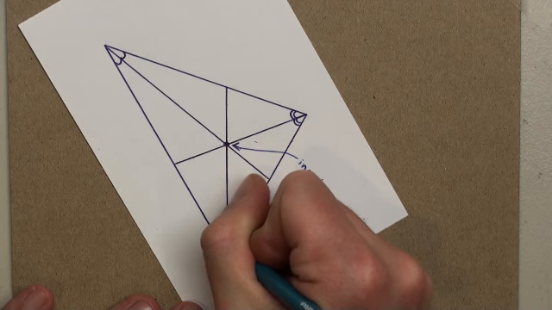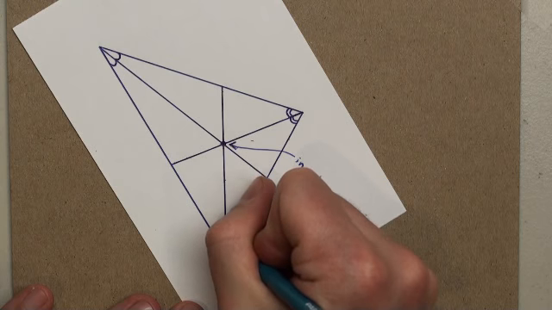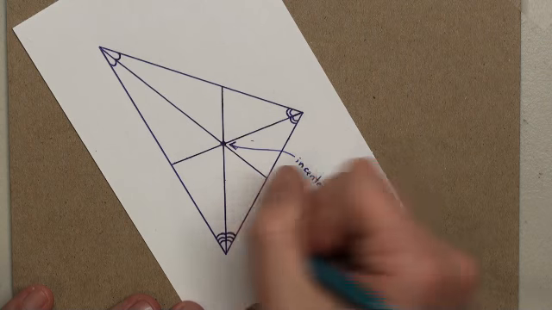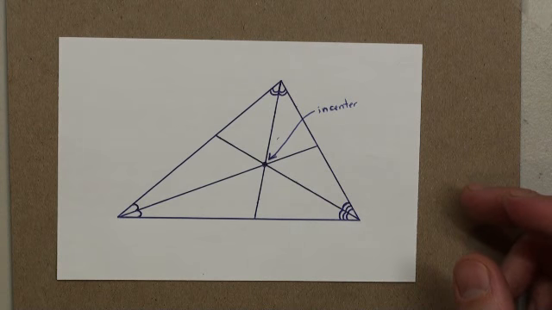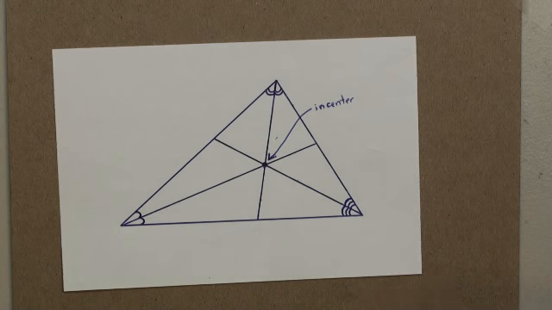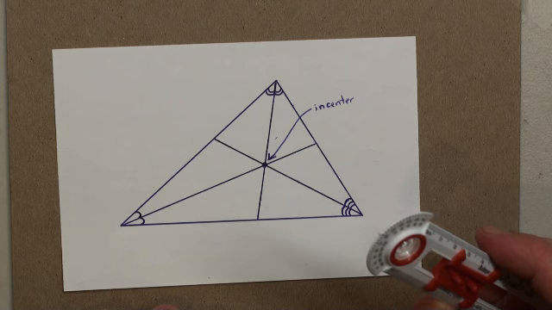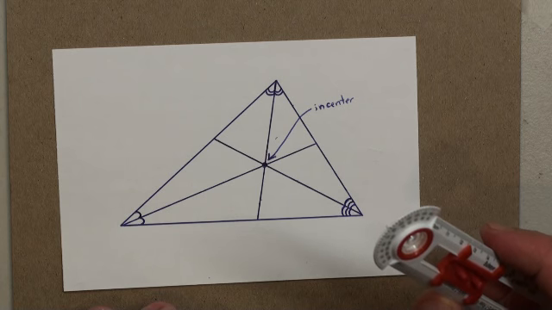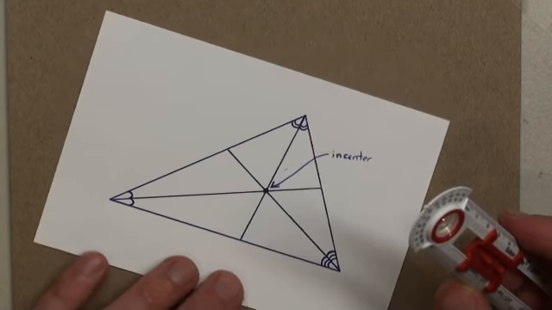1, 2, 3, and then we do the same thing here. 1, 2, 3. Okay? So now we know that those are angle bisectors. So, our last part is to take out our compass. Okay. And so that is the center of the circle.